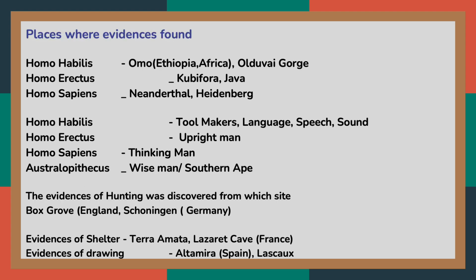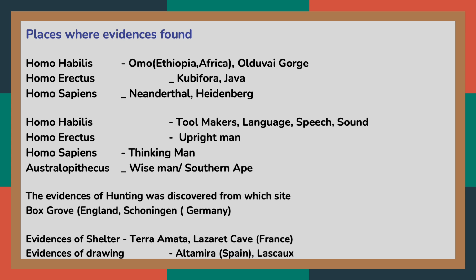Now let's focus on the places where the evidences of these early species were found. Homo habilis is found from Ethiopia, Africa or Olduvai. Homo erectus is from Kubi Fora and Java, and Homo sapiens are from Neanderthal and Heidelberg.